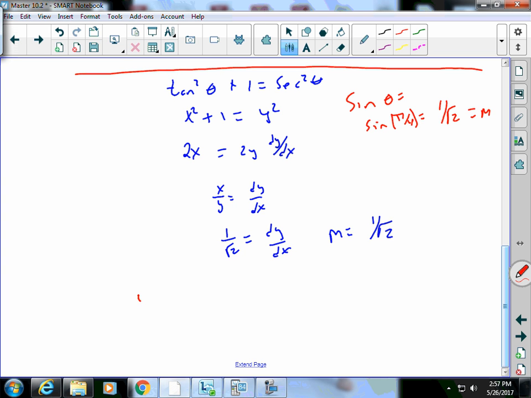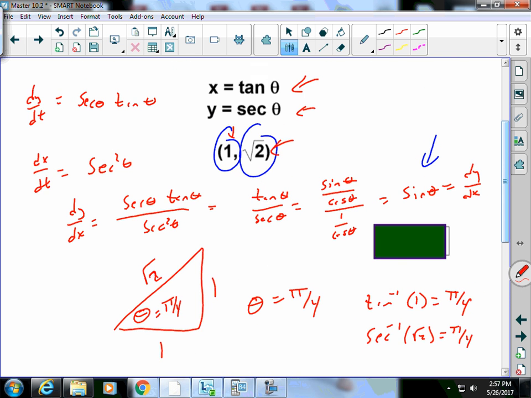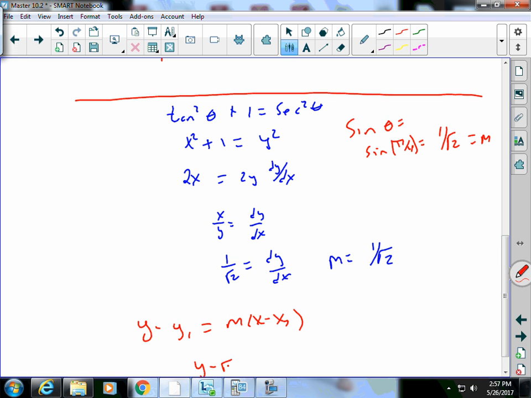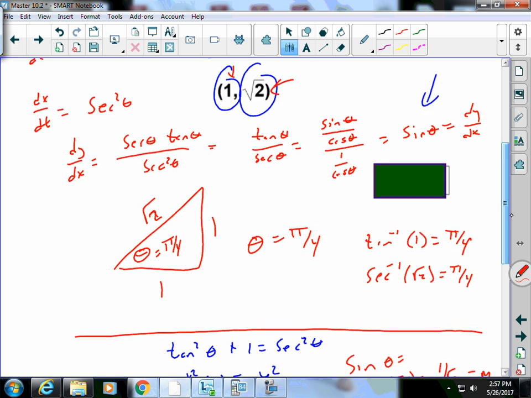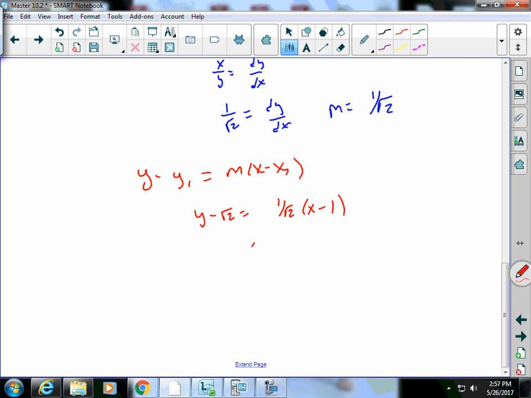So now going back to the equation of my line, I need y minus my known y is equal to m times x minus my known x value. My y value, going back up here, is the square root of 2. See, right there, square root of 2. It is equal to my slope of 1 over square root of 2 times x minus my known x value. My known x value is 1. All right, so I end up with y is equal to x over square root of 2 minus 1 over square root of 2 plus square root of 2.